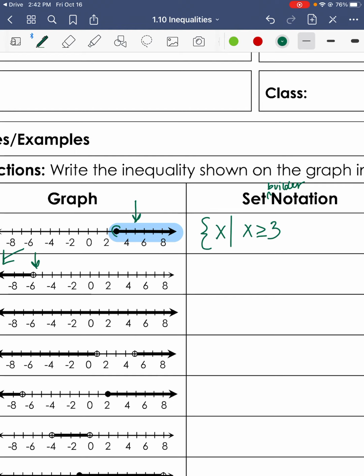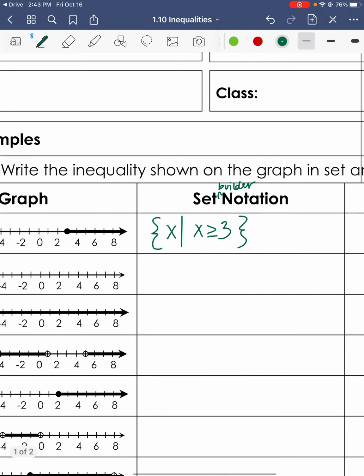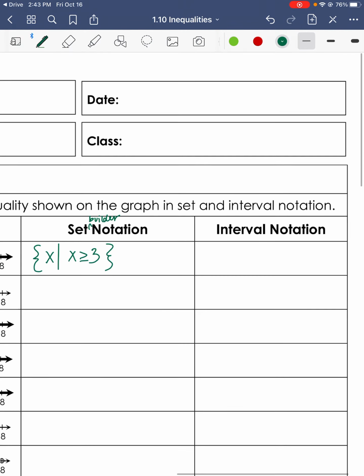So it's greater than because we start at 3 here, and we're going in this direction, we're getting bigger, okay? And we say greater than or equal to because our circle is closed here. So that is an indicator that we are including the value of 3 in our solution set. Okay, and then after the inequality, we'll just close with the curvy bracket.